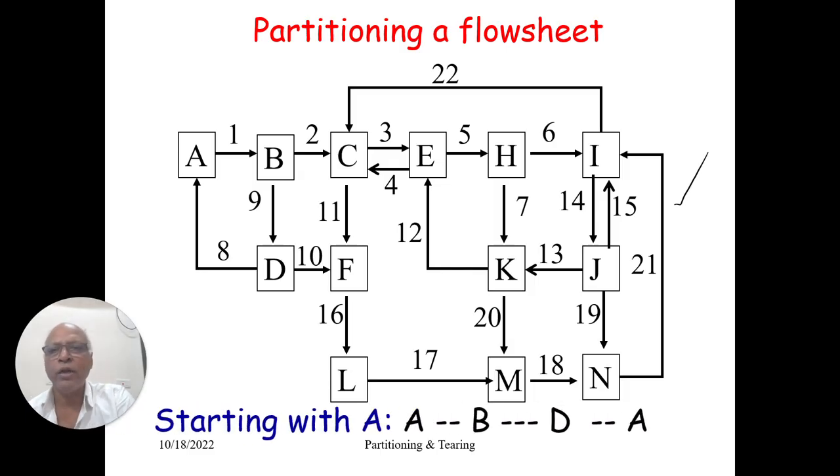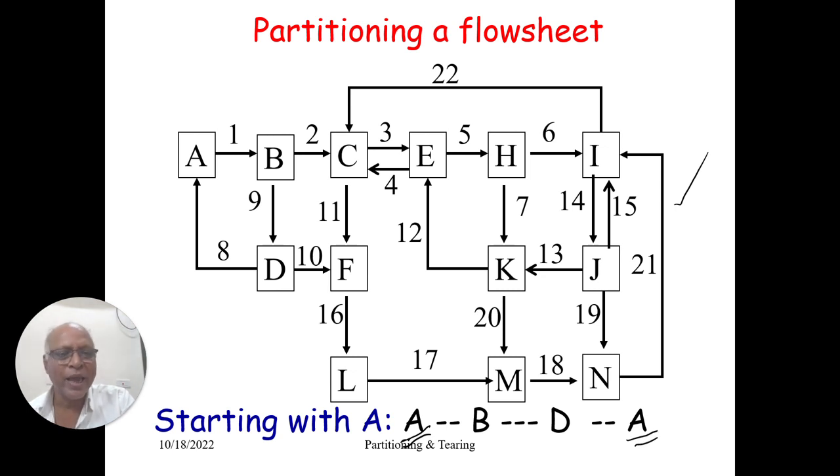So starting with A, I may be doing it in a particular fashion. It doesn't mean that you are required to start with A. I could have started with K for that matter. Try to do that and see whether you are able to end up with the same solution. So I am starting with A, go to B, go to D, go back to A. So what is happening? This particular node A is reappearing.